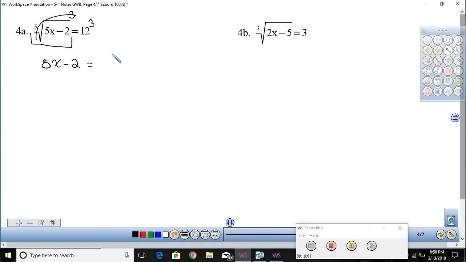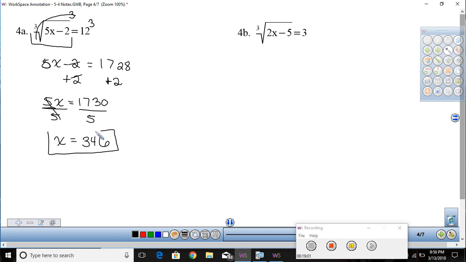And then 12 cubed is 1,728. Now I'm just solving for x. I'm going to add 2. So I get 5x is equal to 1730, divided by 5, and x is equal to 346. And again, you would check to see if you have an extraneous solution. Make sure this solution actually works. But for time's sake, I'm not going to check it, and I already know that it works.